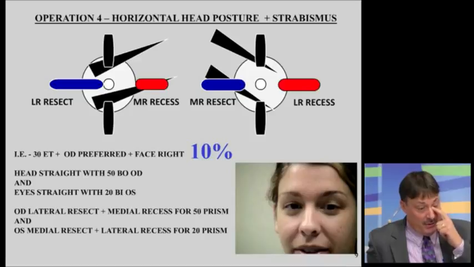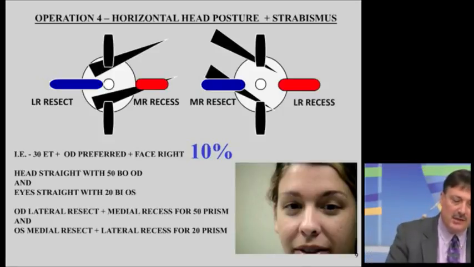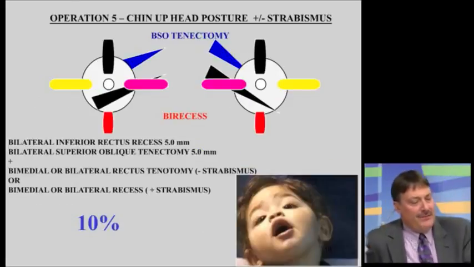That's the simple way to do this. So you place a prism over the fixing eye until the head straightens, and then you keep that prism up. You neutralize the other eye with another prism, either base in or base out, and then do R&Rs, recess and resects on both eyes to straighten the eyes, straighten the head, and change the nystagmus. Operation 5 is 10%.